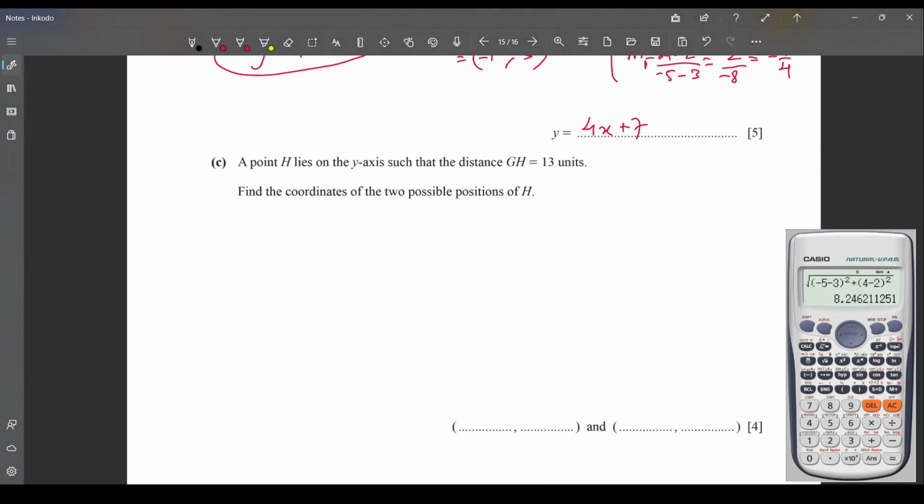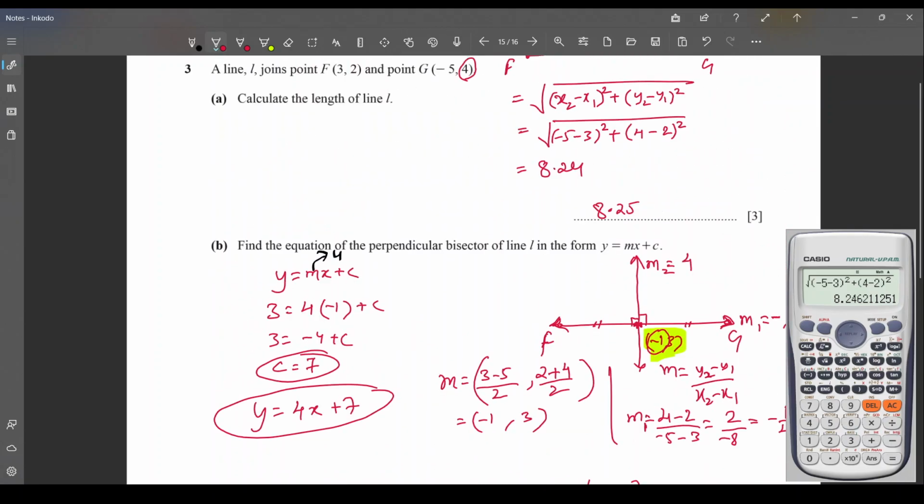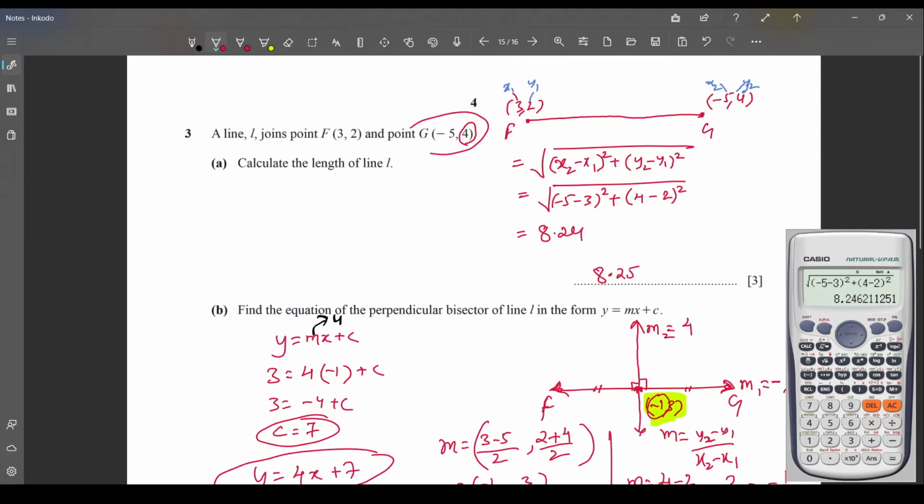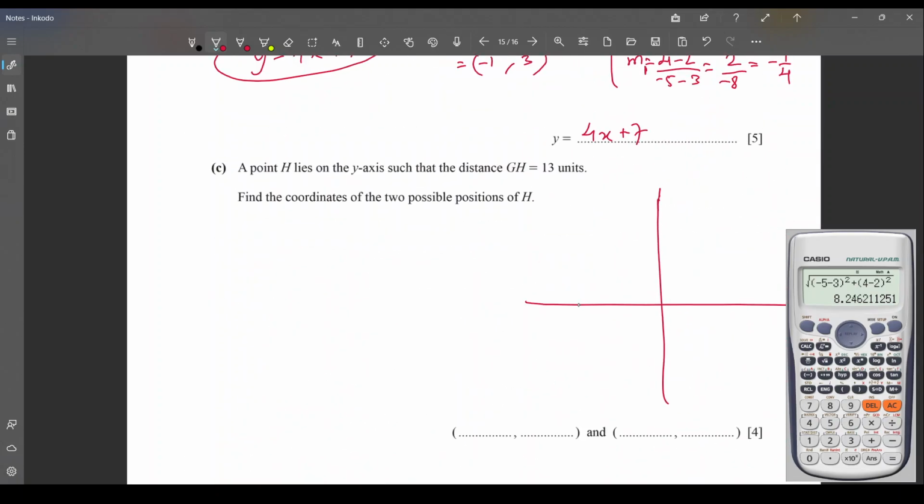So question number C says point H lies on the y-axis. So this is the y-axis and this is the x-axis. One of the points H lies on the y-axis such that GH is equal to 13 units. So what is G? G point is minus 5 comma 4, it is given in the question. Let's say this is minus 5, and plus 4 is somewhere here, let's say this is 4. So this is point G.